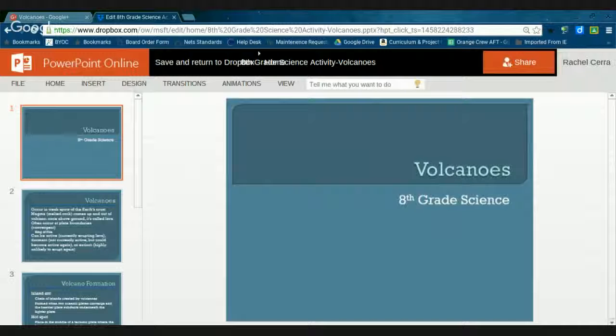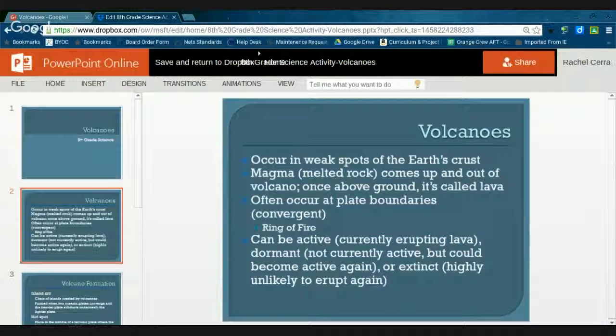So you should have that a volcano is just a weak spot in the Earth's crust, and what comes up and out of it is magma. But remember, the difference between magma and lava is that lava is outside of the volcano or above the Earth's surface, where magma is below the Earth's surface, both of which are considered to be melted rock.